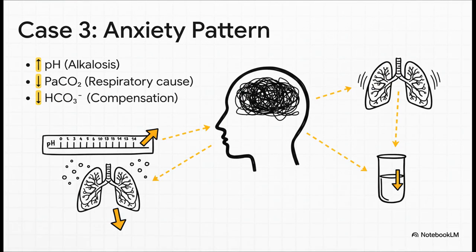Okay, last case, someone who's hyperventilating from an anxiety attack. Let's run the clues. The pH is going to be high. Alkalosis. And the cause? They're breathing off way too much CO2, so their PaCO2 is low. It's a classic respiratory alkalosis. And the body's response? The kidneys start dumping bicarb to try and even things out. See? The system just works every single time.